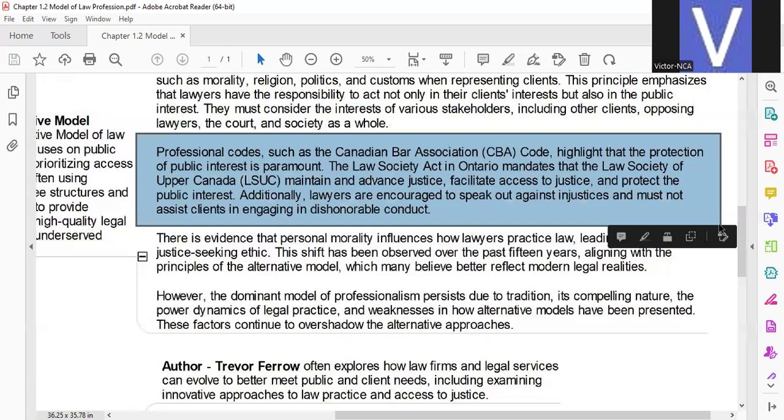Therefore, professional codes such as the Canadian Bar Association Code also highlight that the protection of public interest is paramount. The Law Society Act in Ontario mandates that the Law Society of Upper Canada maintain and advance justice. This is to facilitate access to justice and protect the public interest. Additionally, lawyers are also encouraged to speak out against injustices and must not assist clients in engaging in dishonorable conduct.